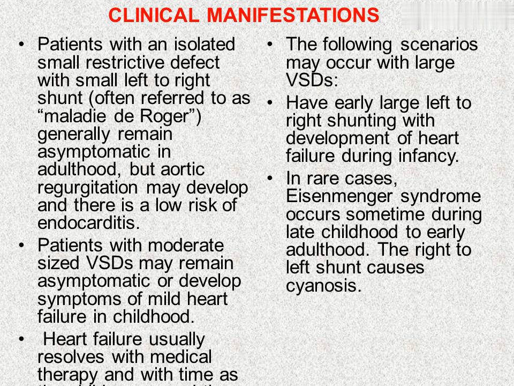The following scenarios may occur with large VSDs. Have early large left-to-right shunting with development of heart failure during infancy. In rare cases, Eisenmenger syndrome occurs sometime during late childhood to early adulthood. The right-to-left shunt causes cyanosis.